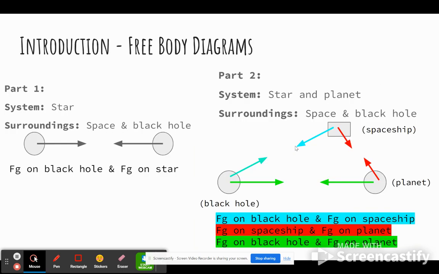So an introduction and free body diagram. On the left, we have part 1, which is the system being the star, and the surroundings being the space and the black hole. So we have two objects basically, and we have a force in between them, and the only force is going to be gravitational force. Then in part 2, we have the star and the planet being the system, and the surroundings being the space and the black hole. So now we have three objects, and the free body diagram looks like that.